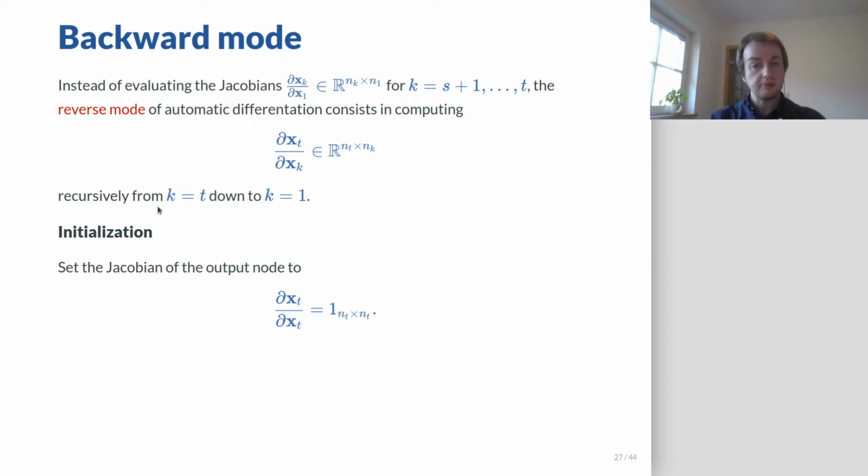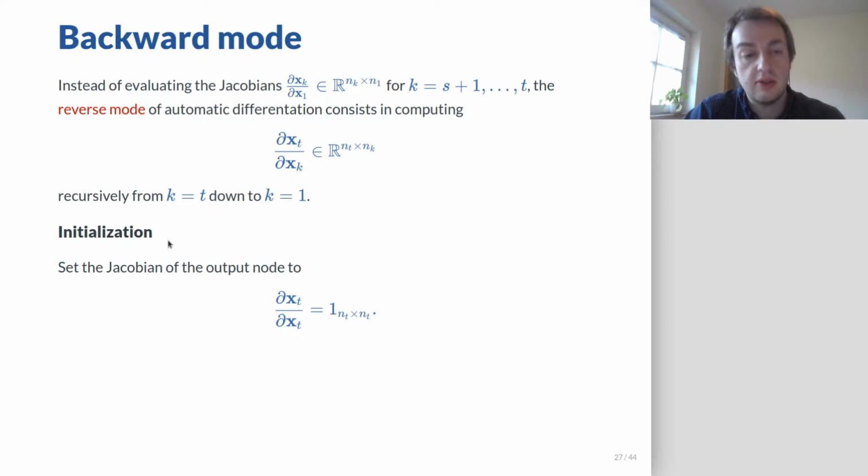All right, so as you have guessed, you can run this algorithm forward. If you can run this algorithm forward, you can also run it backward. So this is what we'll do now. So instead of evaluating the Jacobians of xk with respect to x1 for k increasing from s plus 1 to t, the so-called reverse mode of automatic differentiation will instead consist in computing the Jacobian of xt, directly the target, right, with respect to xk for k going down recursively from t down to 1.